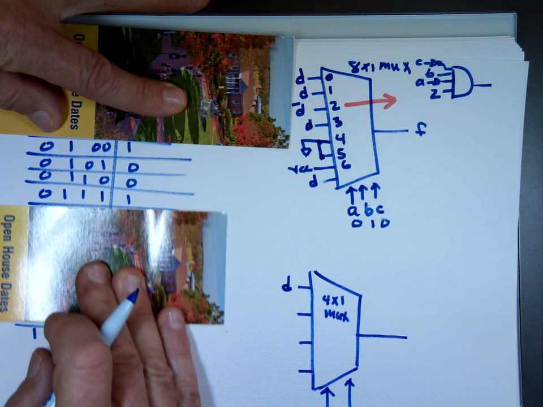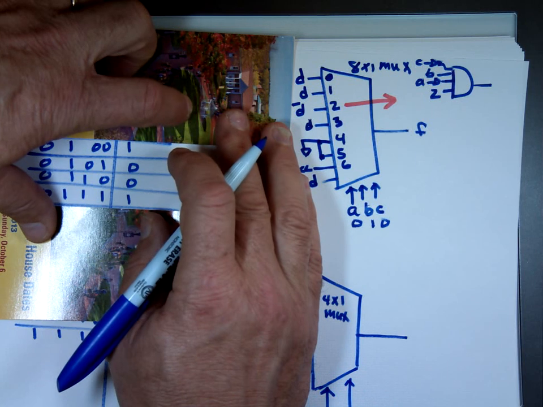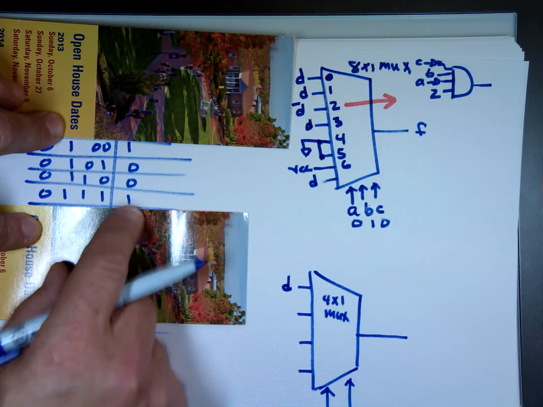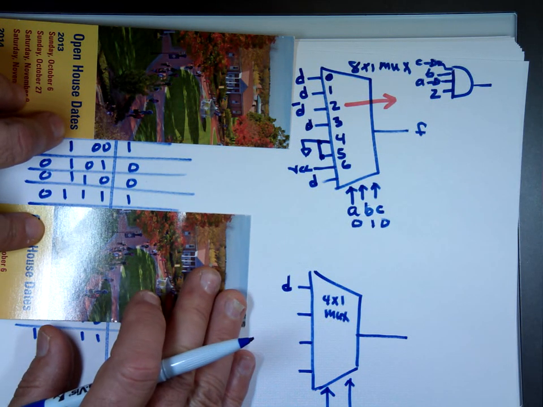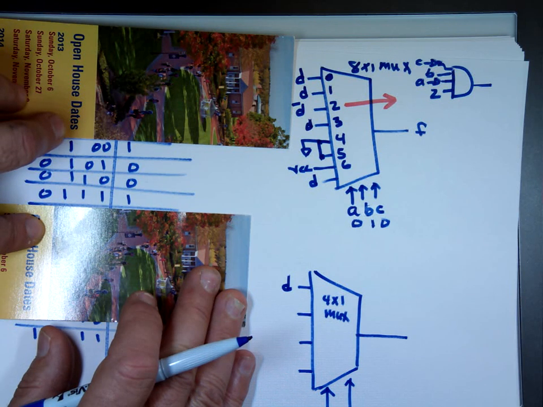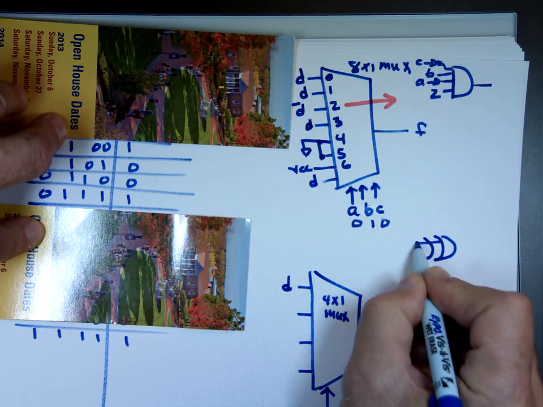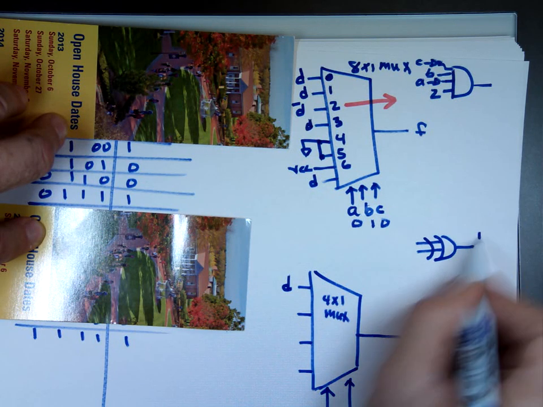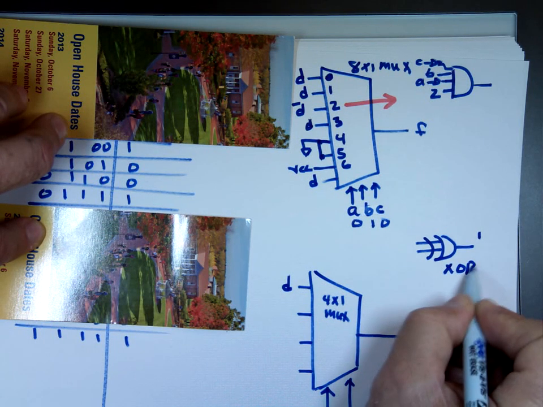Let's look at the next group. 0, 1. These four. When they're both the same, you got a 1. When they're different, you got a 0. I think we have a gate similar to that. Remember what the XOR gate is? The XOR gate looks like this. When these are different, you get a 1. When they're the same, you get a 0. Well, this is backward. So this is XOR. We have one called XNOR.